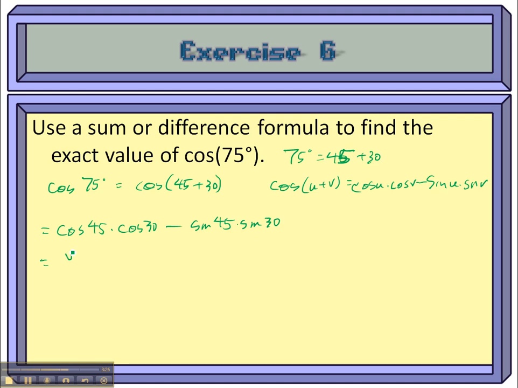Cosine 45 is root 2 over 2, cosine 30 is root 3 over 2, minus root 2 over 2 for the sine of 45, and the sine of 30 is 1/2. Square root 6 over 4 minus square root 2 over 4. Square root 6 minus square root 2 over 4.